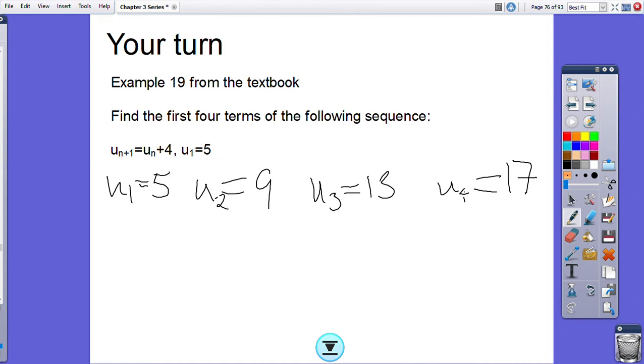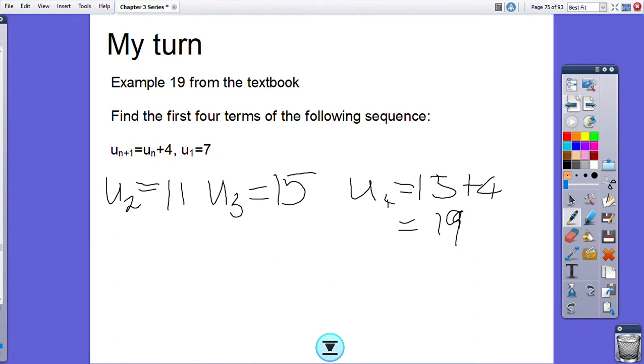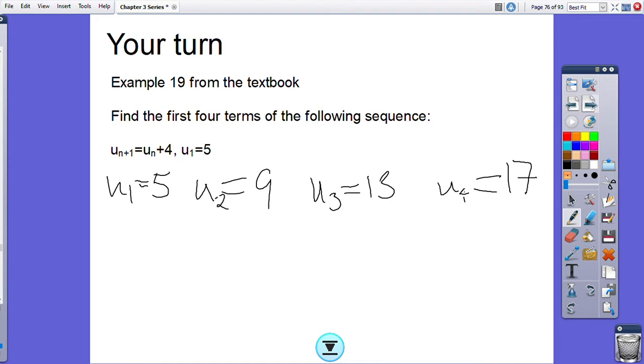But anyway, there's your first 4 terms of a sequence. If we look back to the one before, very similar. It's a very simple arithmetic sequence in both of them.